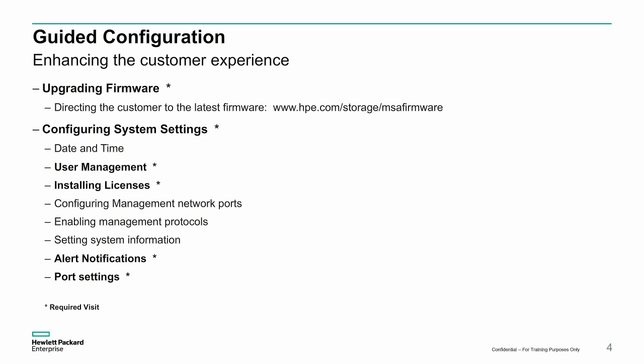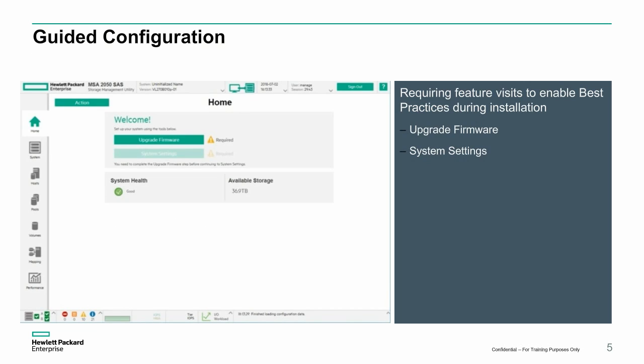The bolded and asterisk bullet items on this page are required: firmware upgrade, user management, installing licenses, setting the alert notifications, and on some systems, adjusting port settings. This is the welcome page. Until all the required visits are complete, every time you click on the home topic in the left side of the screen, you will be presented with this welcome.